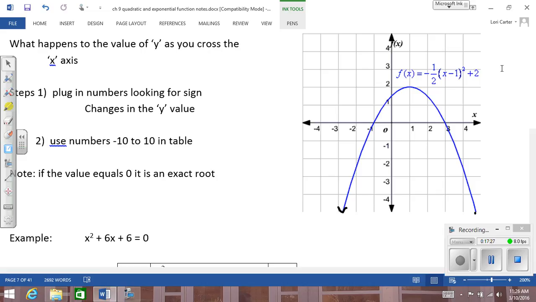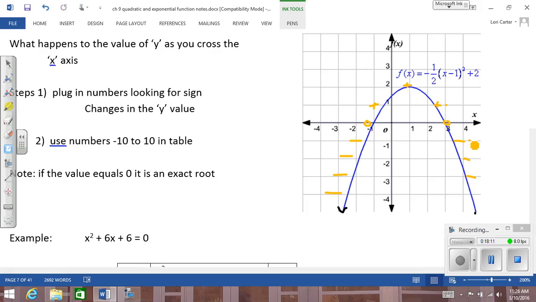Now, look at this parabola right here. Tell me whether y is positive or negative as I point. Negative, negative, negative, 0, positive, positive, positive, 0, negative, negative. What happened when I went from this one to this one? It changed from a negative to a positive, or from a positive to a negative. So we're going to plug in numbers, and we're going to look for sign changes.